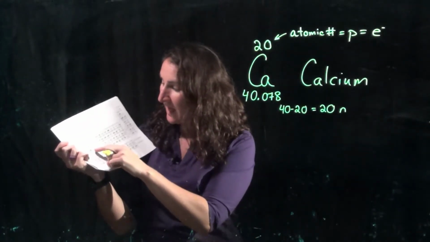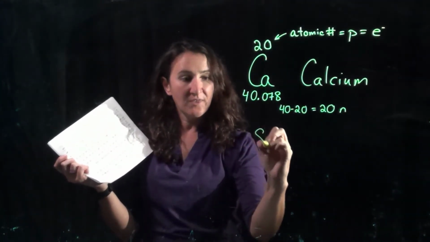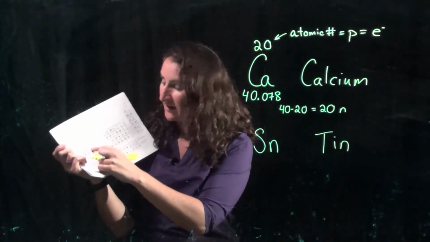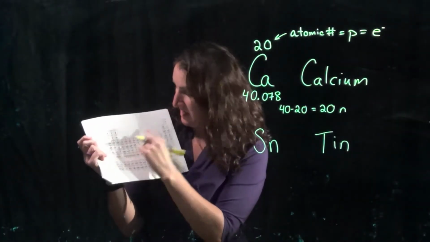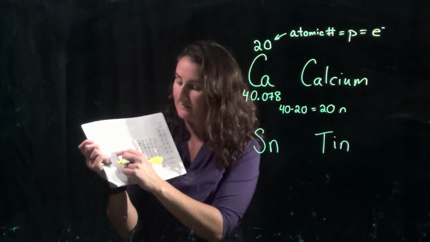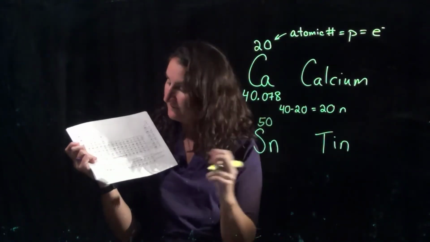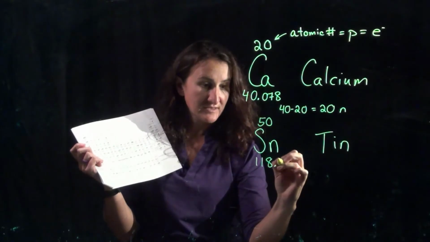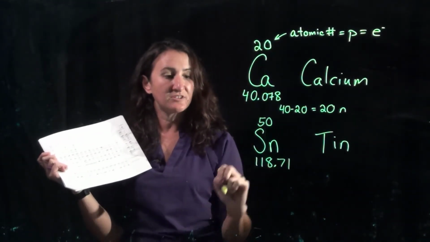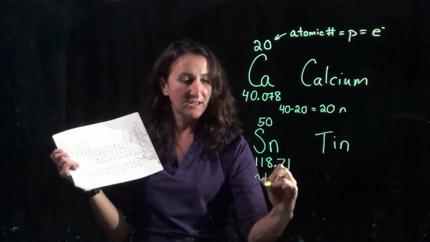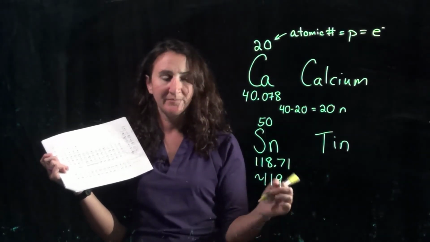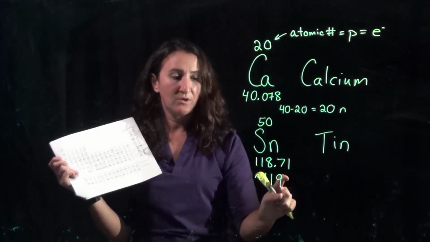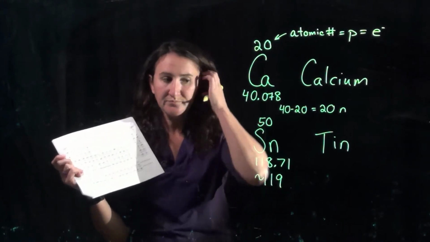Let's try another one. How about we go with a little bigger of a one? Let's go with Sn, which is tin. If you find it on the periodic table, it is located right over here in group 1, 2, 3, 4, 14. It has a 50 above it and 118.71 below it. So that's the average mass. Let's assume that's approximately equal to 119. Let's round it up for this example. We'll learn about isotopes in another video, but this is just for the average atom. So we'll learn why we round and where this number comes from later.